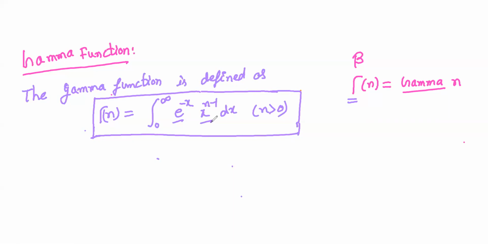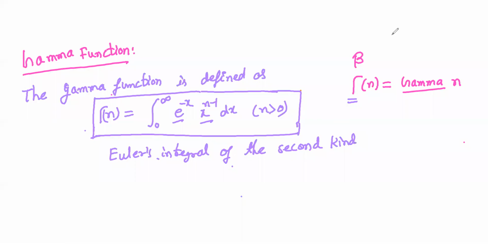Please listen, this is known as Euler's integral of the second kind. So what was the integral of the first kind? The beta function. And this is Euler's integral of the second kind. So this is the gamma function. Please write down.